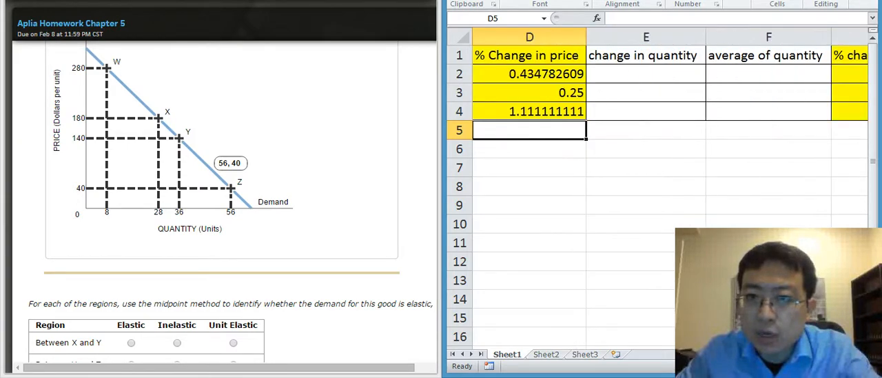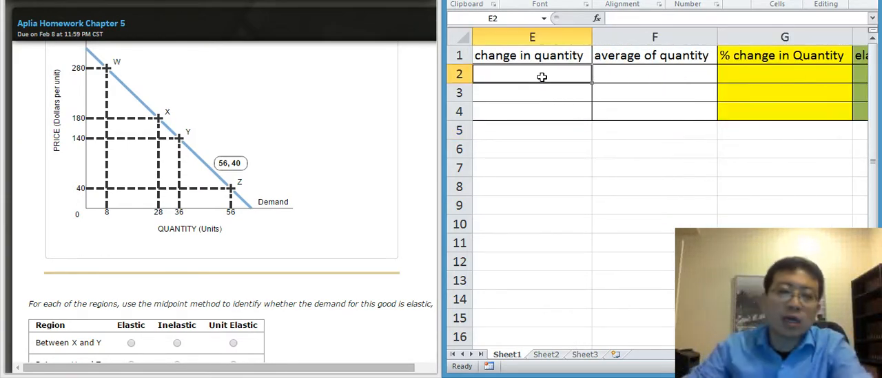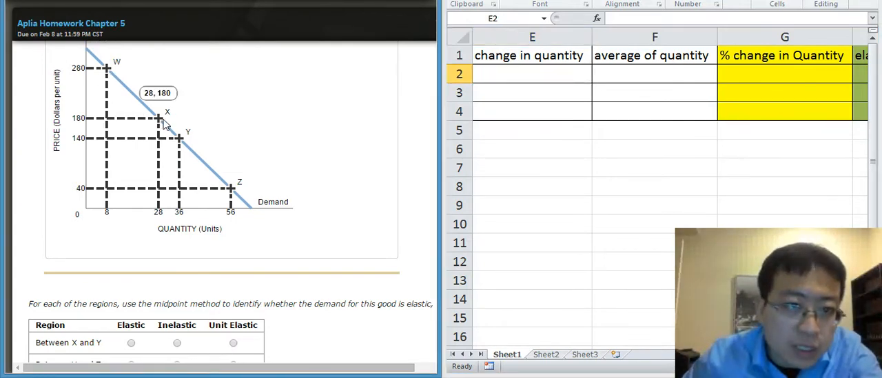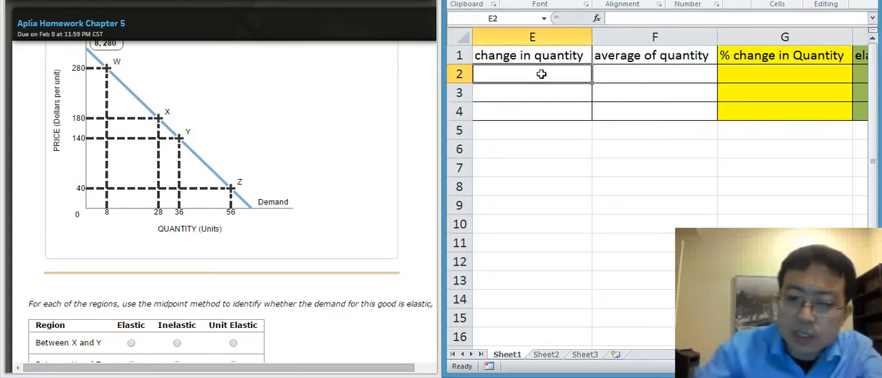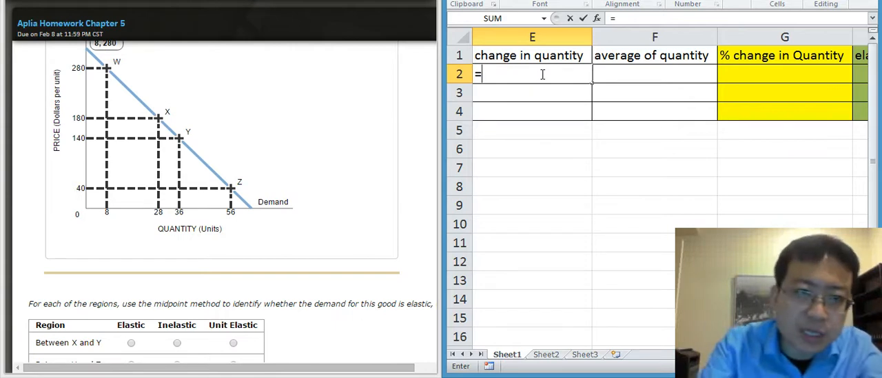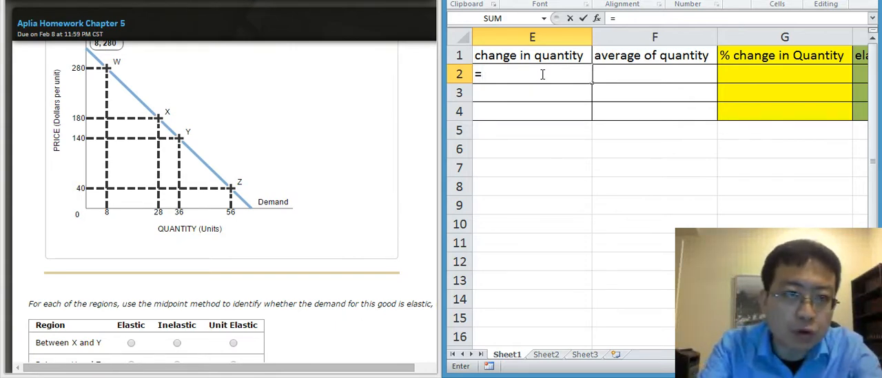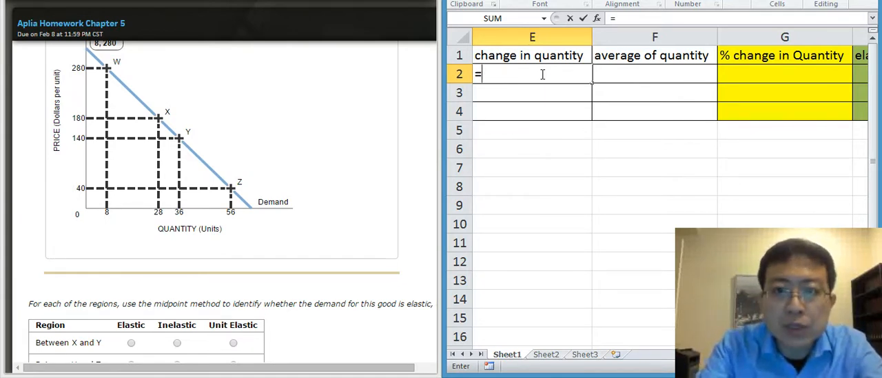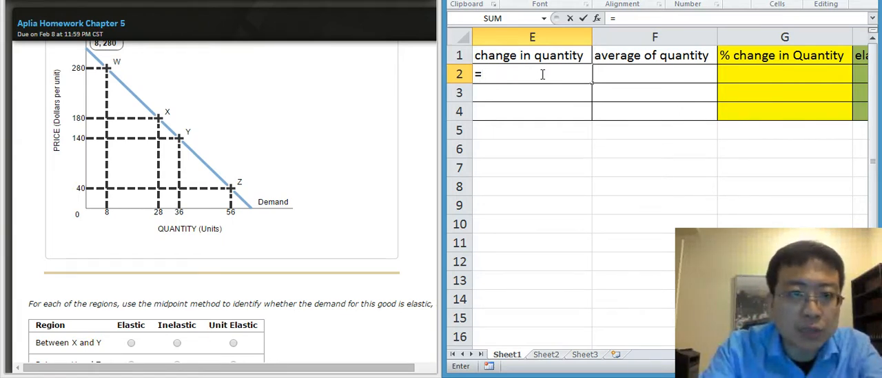Now let's do the quantity section. For changing quantity from w to x, at x our quantity is 28, at w our quantity is 8. Now it doesn't matter which point you pick. You can pick w first, you can pick x first. Your answer might be negative, but remember, once we do the elasticity, it doesn't matter what the sign is, because we're looking for the absolute value. So right now, just ignore the sign. For the changing quantity, let's go from x to w.